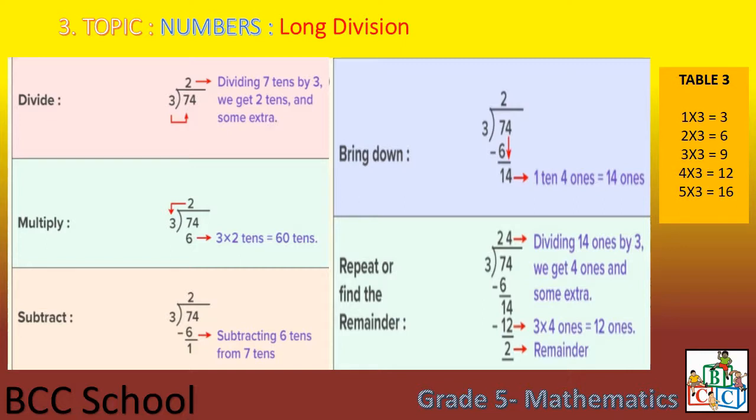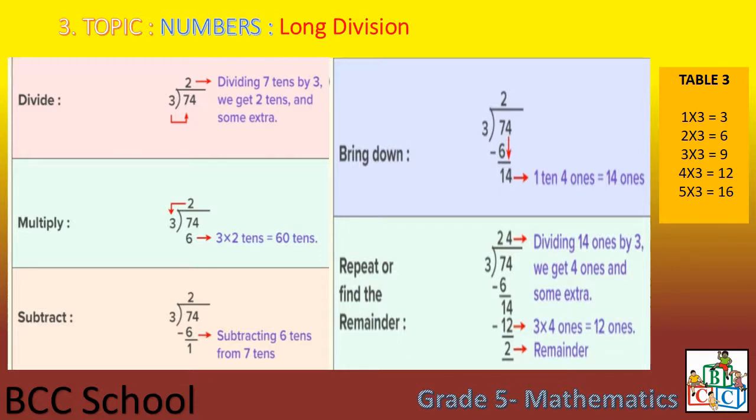Let us read the second row. Multiply. 3 times 2 tenths equals 6 tenths. The third row. Subtract. 7 minus 6, the answer is 1. The next row. Bring down. We have to bring down number 4. It becomes 14. And the last row is repeat or find the remainder.